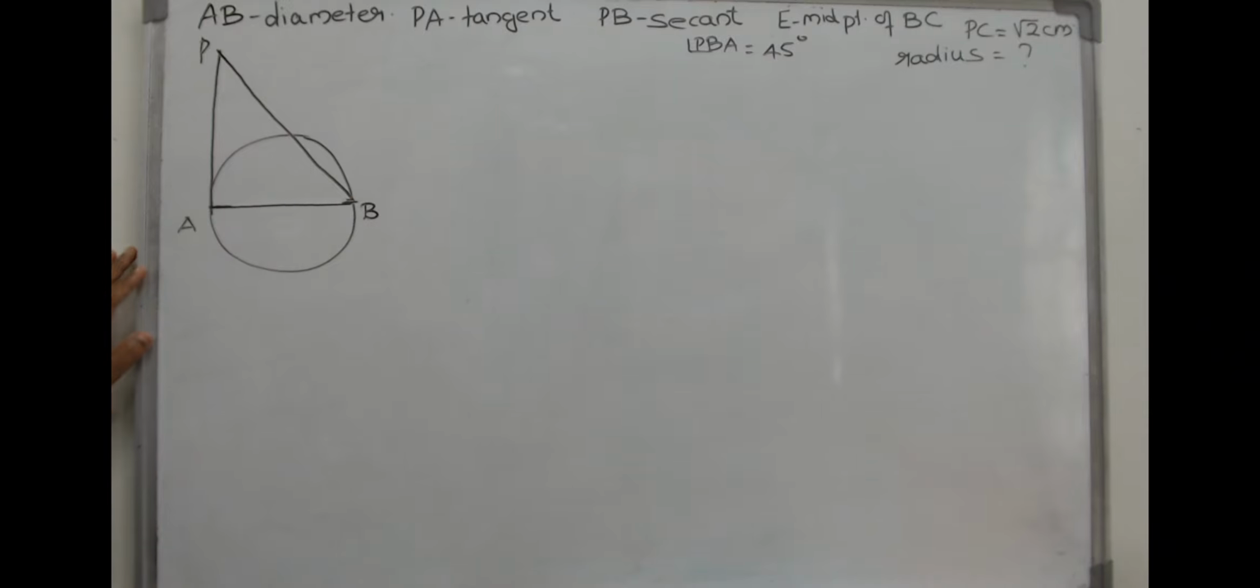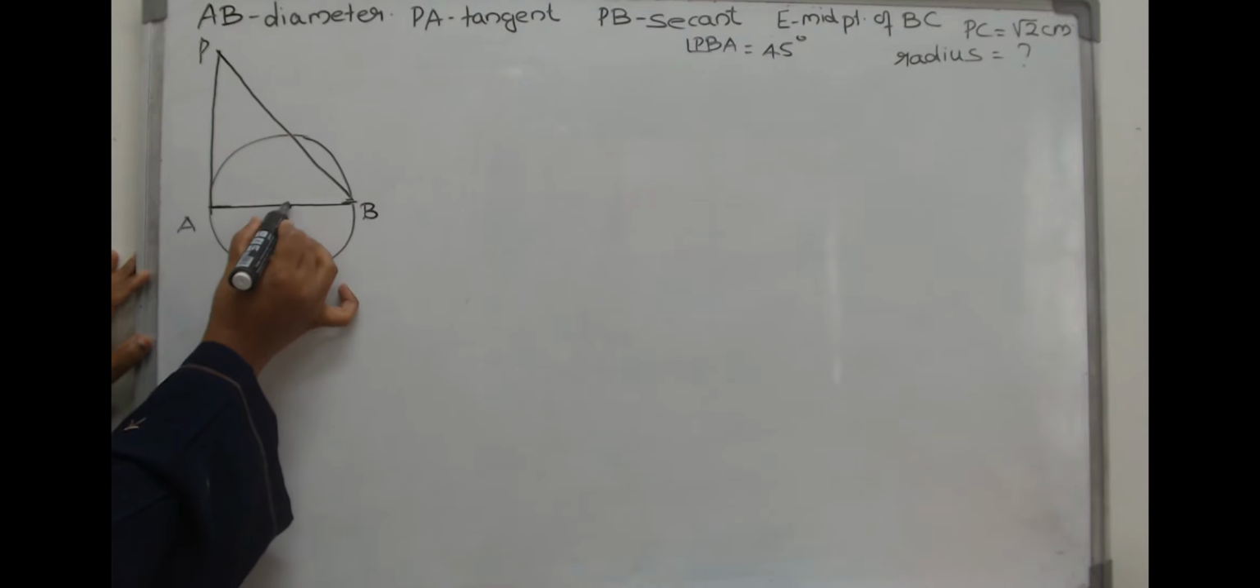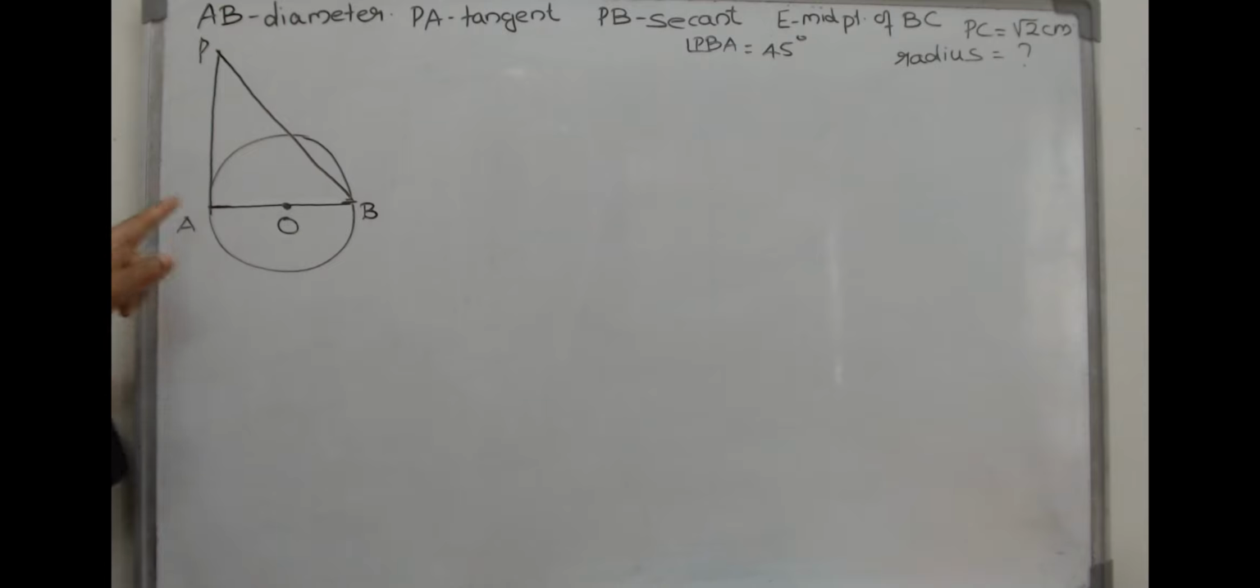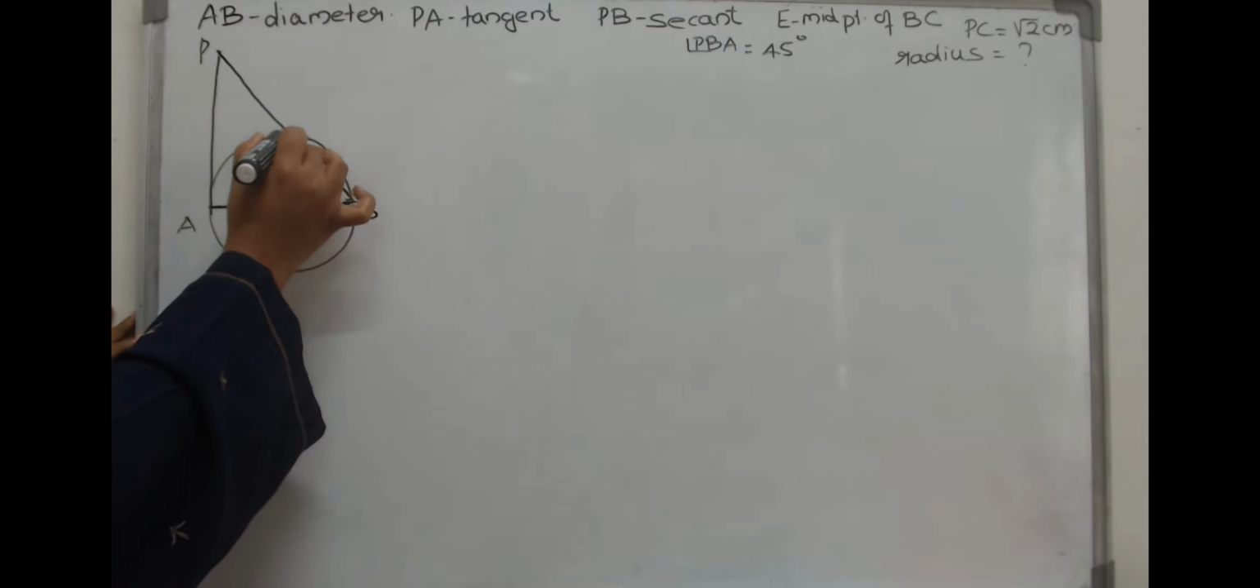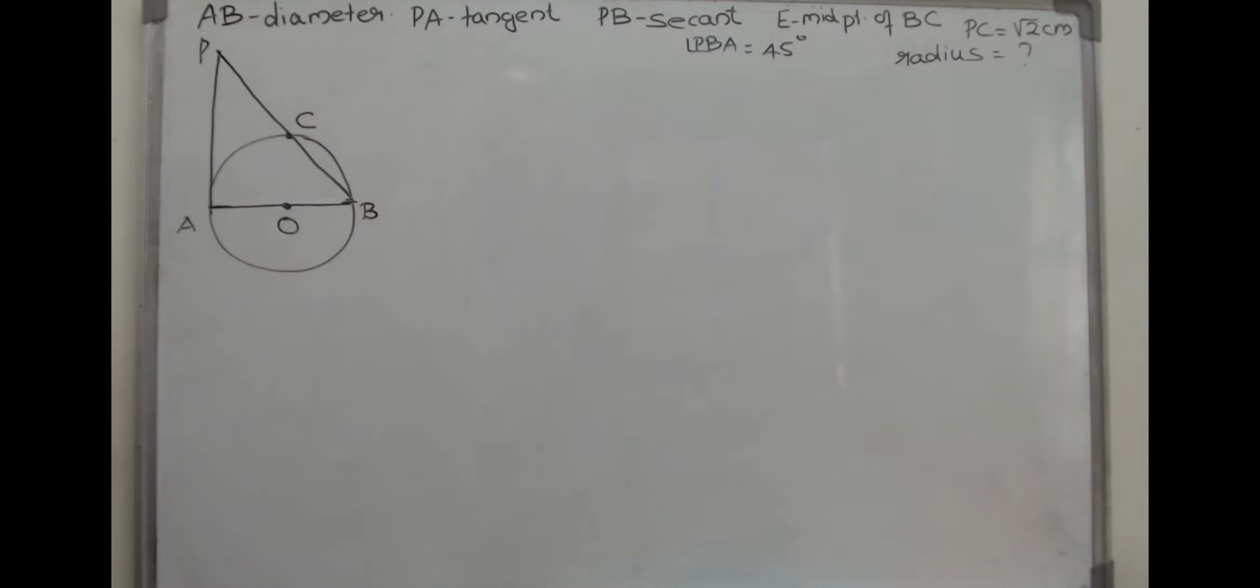Here we have a circle with its center at the point O. AB is a diameter. From an external point P, we have a tangent PA and a secant PB which intersects the circle at a point C. Now tell me, what is the difference between a tangent and a secant?